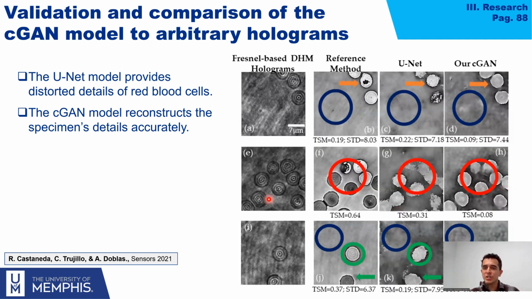To validate the generalization ability of the proposed system, diverse holograms were recorded using a common path, well, using a Fresnel biprism. So this is the phase image reconstruction obtained with the reference method using the U-Net model and using our GAN model. And we can observe that our GAN model presents high accuracy and reconstructs the specimen in detail.